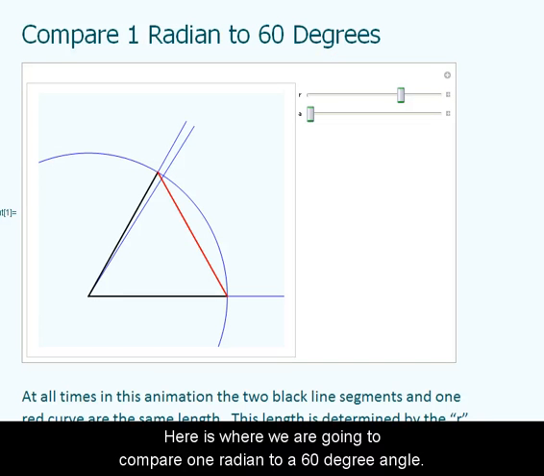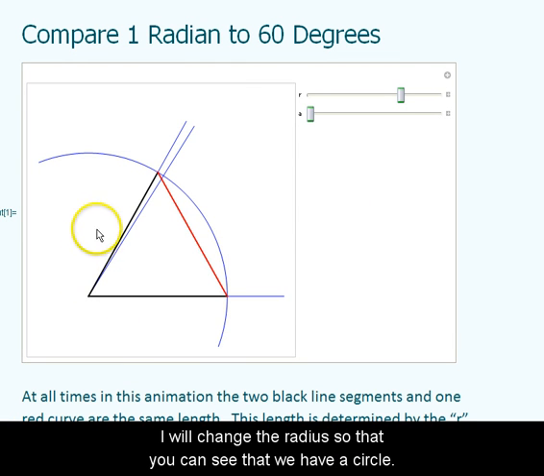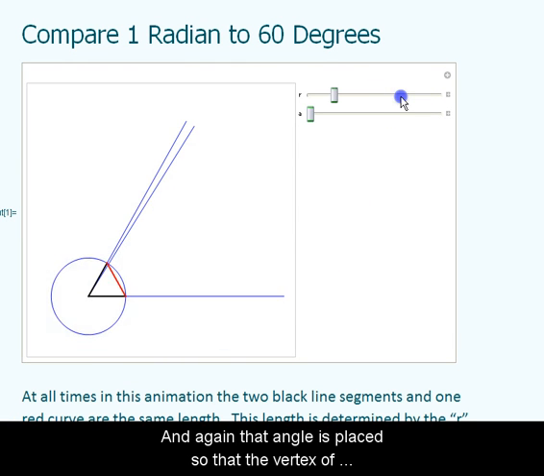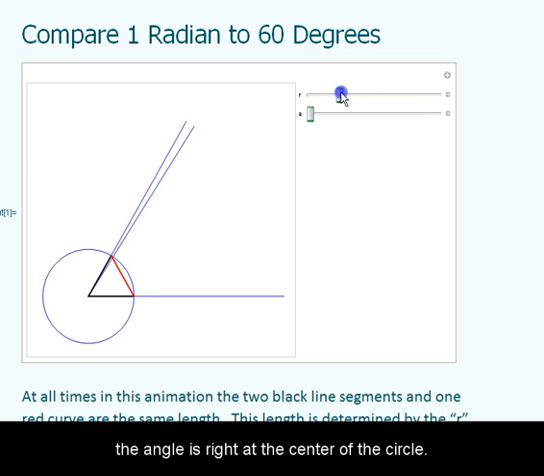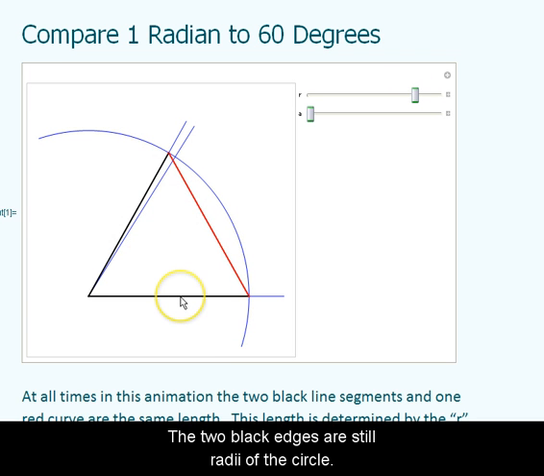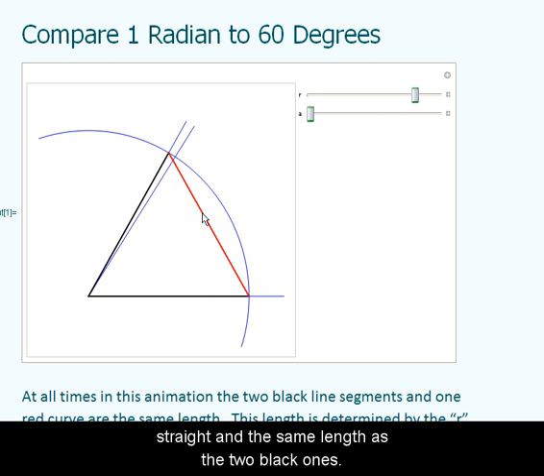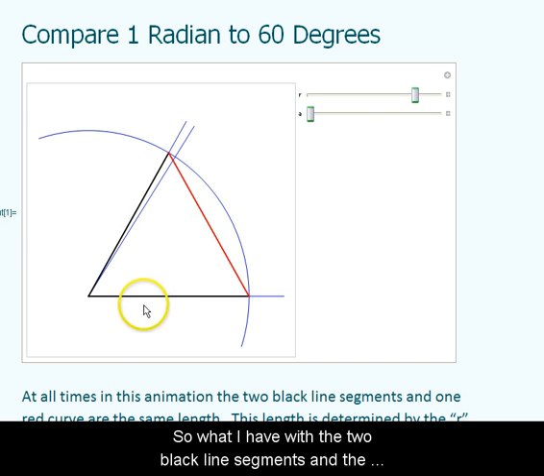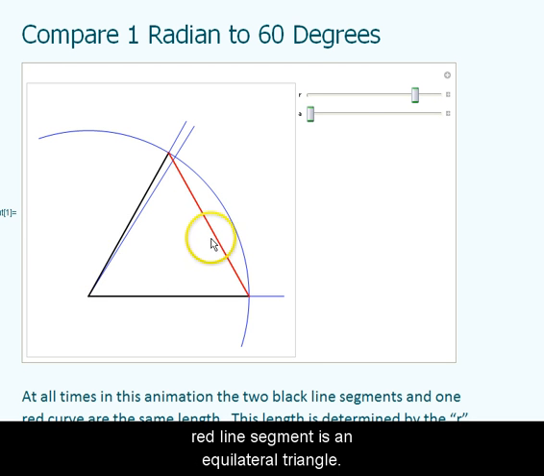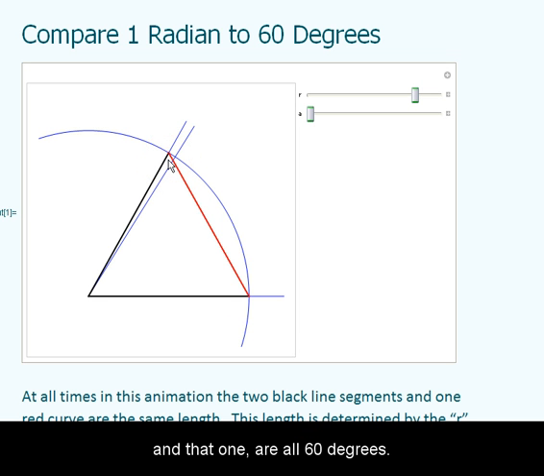Here's where we're going to compare 1 radian to a 60-degree angle. Notice right here there's a circle. I'll change the radius here so you can see. And again, that angle is placed so that the vertex of the angle is right at the center of the circle. The 2 black edges are still radii of the circle. They're the same length. And what I have here now is this red segment is also straight, and it's of length the same as those 2 black ones. So what I have between the 2 black line segments and the red line segment is an equilateral triangle. So each of the angles in that triangle, this one, that one, are all 60 degrees. Okay.